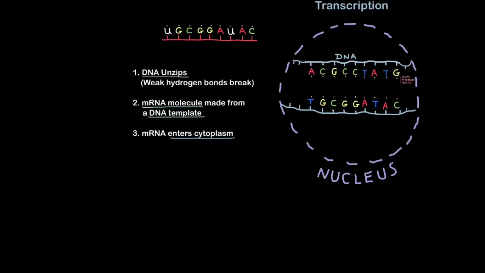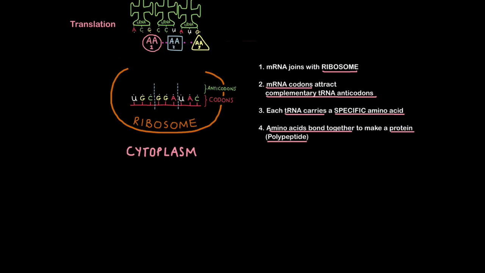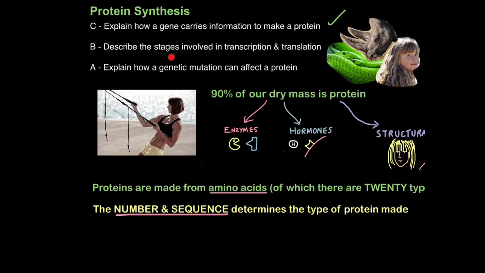So remember, in transcription, DNA unzips, an mRNA molecule is made from a DNA template, and mRNA enters the cytoplasm. This happens in the nucleus. In translation, mRNA joins with the ribosome. mRNA codons attract their complementary tRNA anticodons. Each tRNA carries a specific amino acid. Amino acids bond together to make a protein or polypeptide. Obviously, this is a very simplistic example. Proteins actually contain many more amino acids. And that is how you describe the stages involved in transcription and translation.